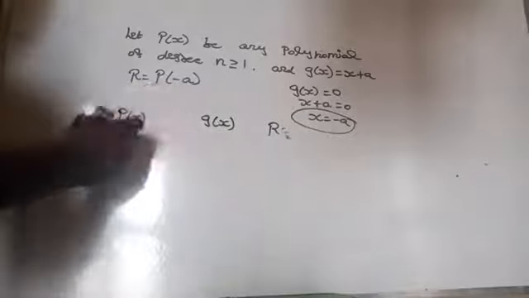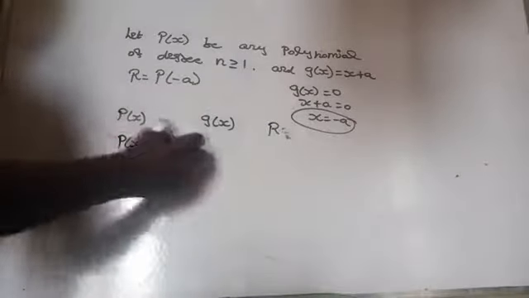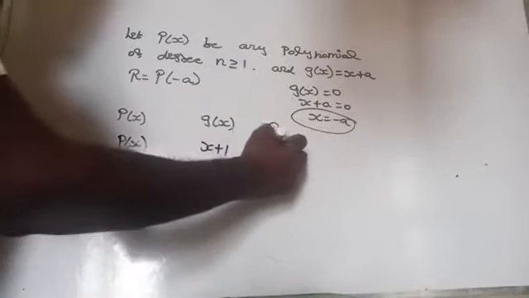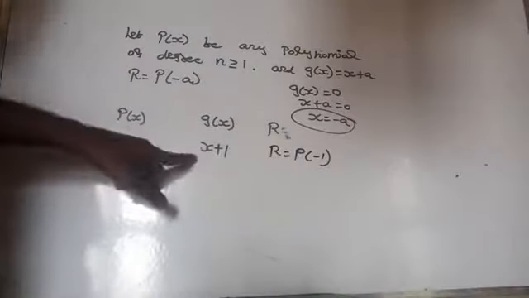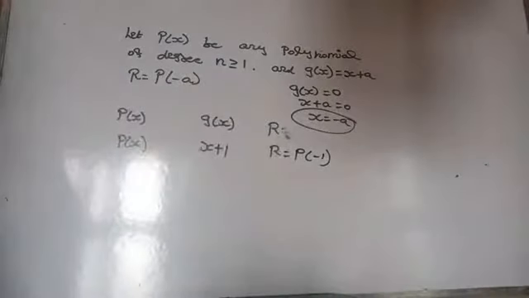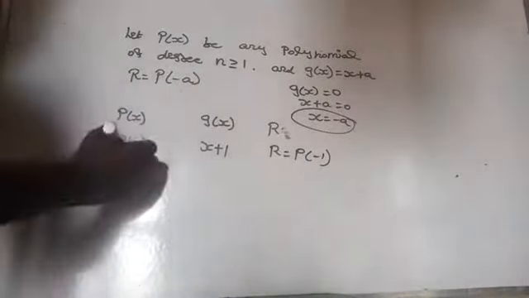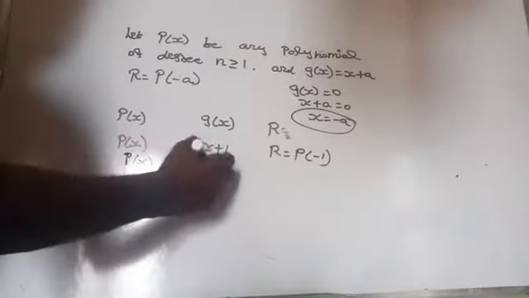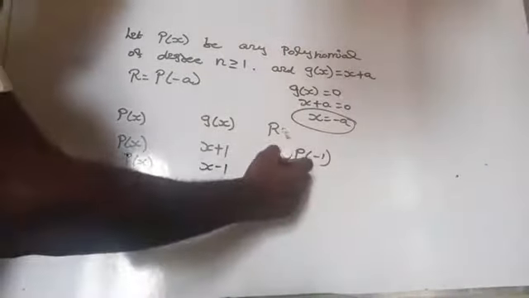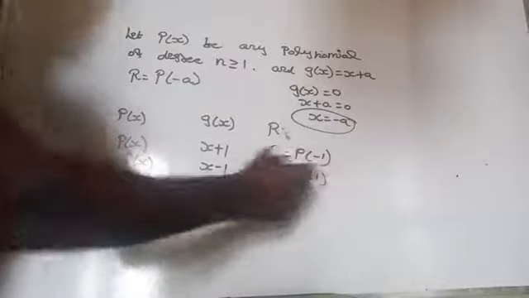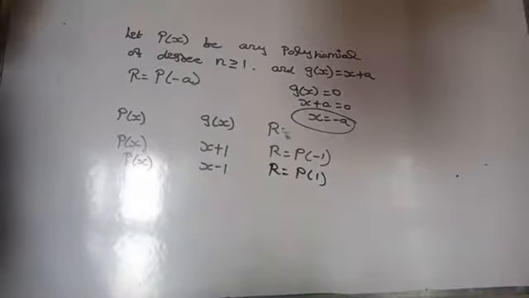Okay. Now suppose the polynomial p of x is divided by x plus 1. Then what will be the remainder? P of minus 1. Because x plus 1 equal to 0, then x is equal to minus 1. Are you getting? Now suppose the polynomial p of x is divided by x minus 1. Then what will be the remainder? Remainder is equal to p of 1. Because x minus 1 equal to 0, then x is equal to what?